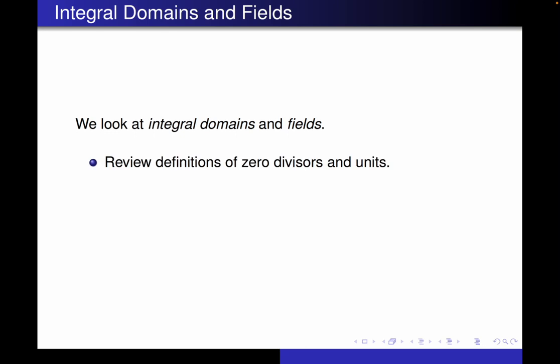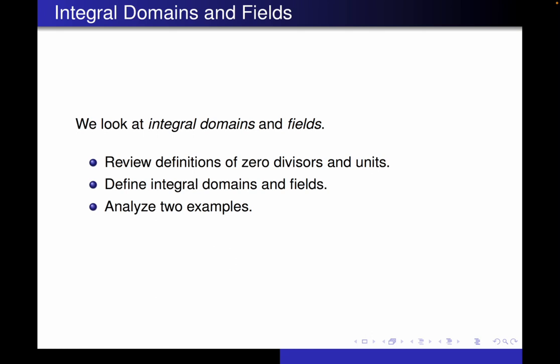Now that we've had a look at zero divisors and units, we're going to look at two types of rings called integral domains and fields. We're first going to review the definitions of zero divisors and units. We're going to use those to help us define integral domains and fields. And then we're going to analyze two different examples.